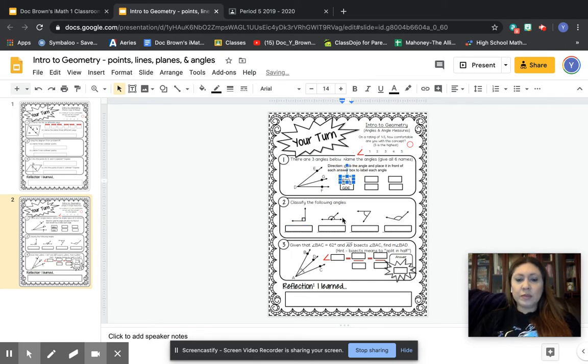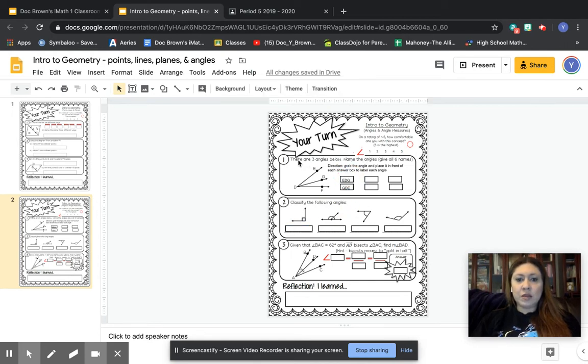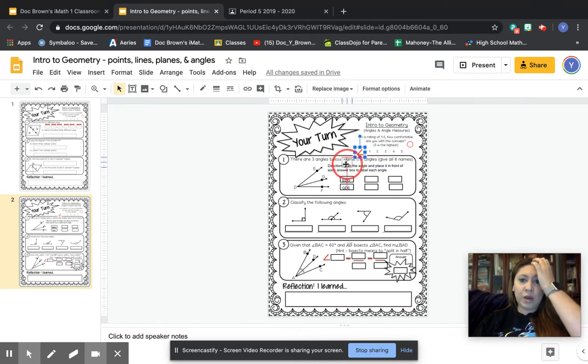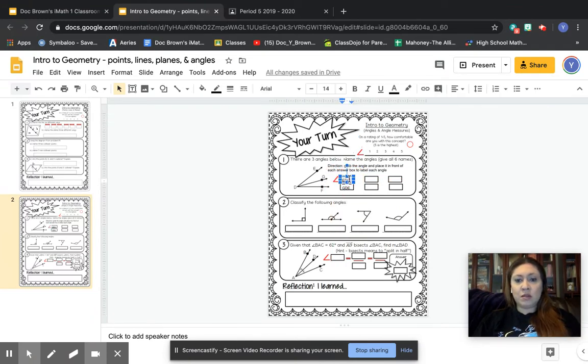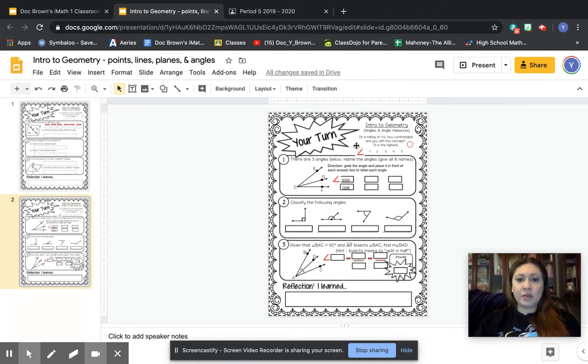Again, it says there are 3 angles below. Name the angles, give all 6 names. Now I added an extra direction and said drag the angle and place it in front of each answer box to label each angle. So I'm going to take this red box, a little angle, and drag it over to the box. Then I'm going to type in like I have it here: EDG. That's an angle. I'm going to grab another one and drag it over here too, and then I labeled it GDE. Again, the circle is so that you guys can rank yourselves.